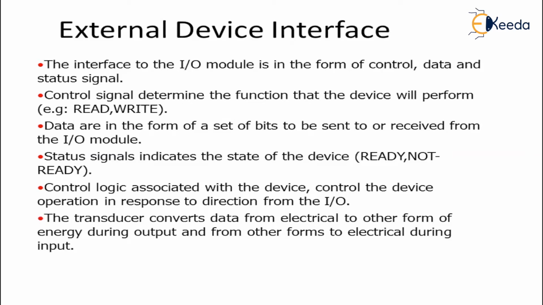Control logic associated with the device controls the device operation in response to the direction from the input and output devices. Now, whatever instructions are being given by the input and output devices, the control logic converts those instructions and follows them, and accordingly the output is displayed, which has been required in the form of IO devices. The transducer converts data from electric to other forms of energy during output and from other forms to electric during input.